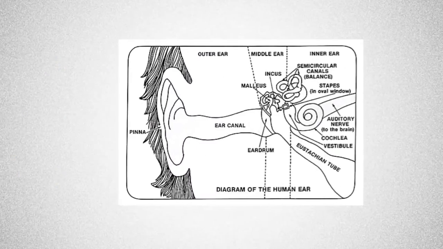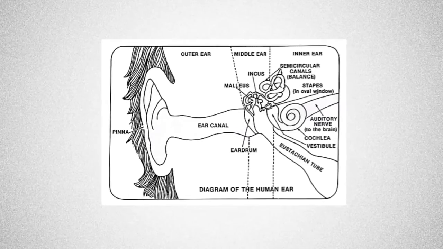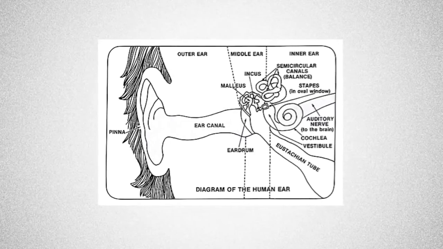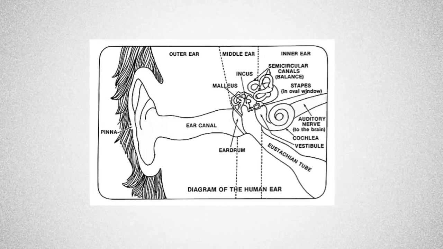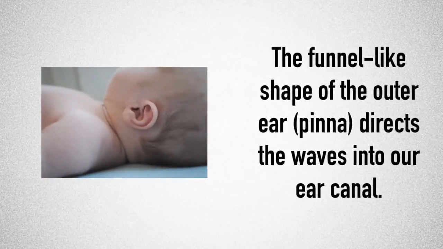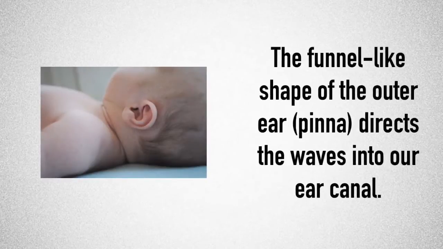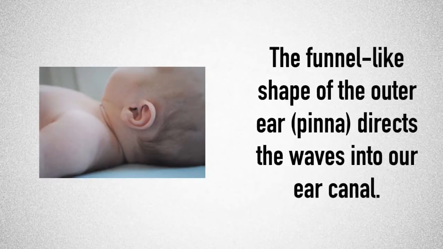This image here shows a basic outline of the human ear, and as you can see, it is broken into three sections: the outer ear, the middle ear, and the inner ear. And what we're going to do is have a look at the structures in each and their different functions. So we obviously start with the outer ear, or the external ear as it is sometimes referred, and the part on the outside that we see is known as the pinna. And this funnel-like shape of our outer ear helps to direct the sound waves into our ear canal.